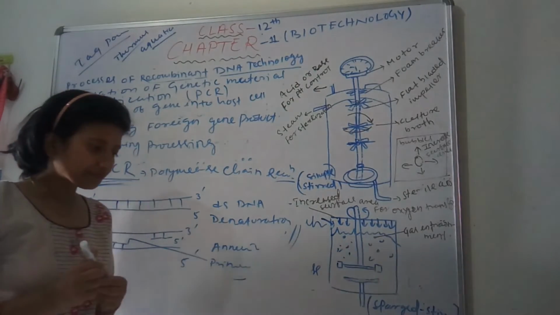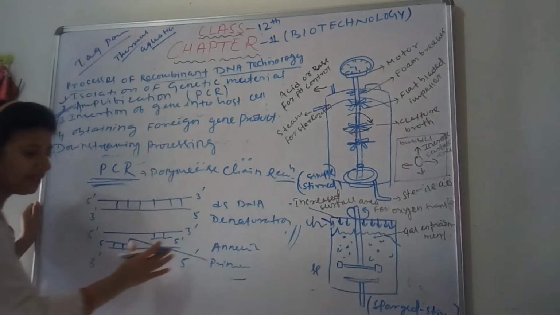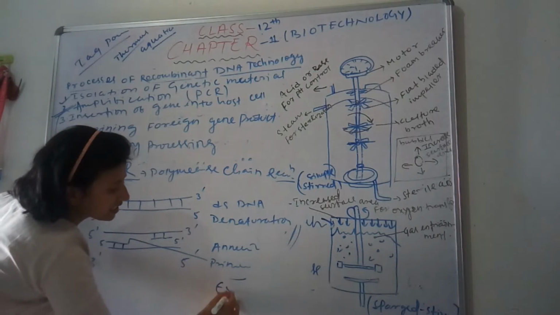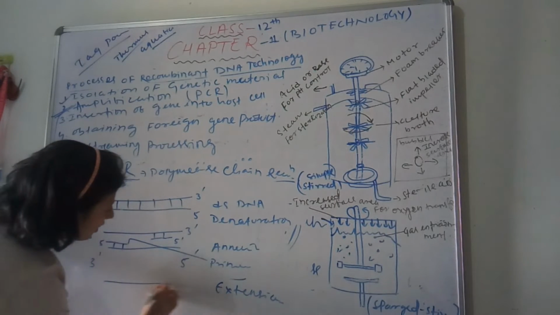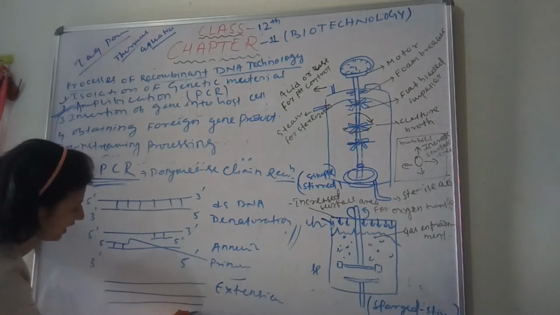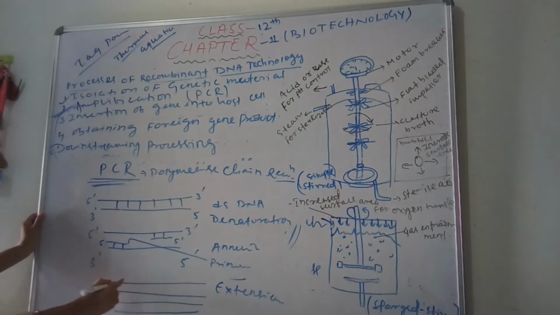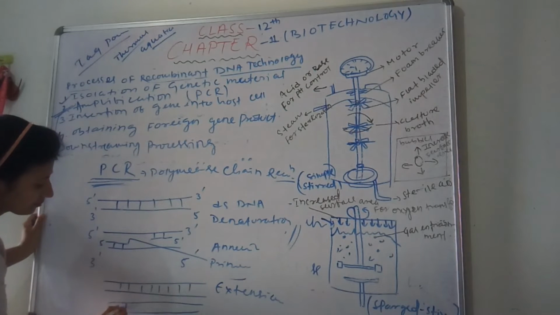Then the annealing process is completed. Next is your extension. And during extension, what happens? The two segments of DNA, annealing is completed, and multiple DNA copies we can get like this.